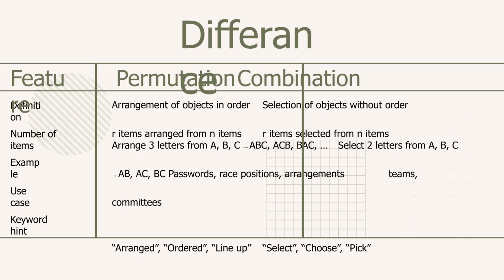The main difference is that permutation involves arrangement where order matters, while combination involves selection where order does not matter. Keywords like arranged and ordered hint at permutation, while select and choose suggest combination.